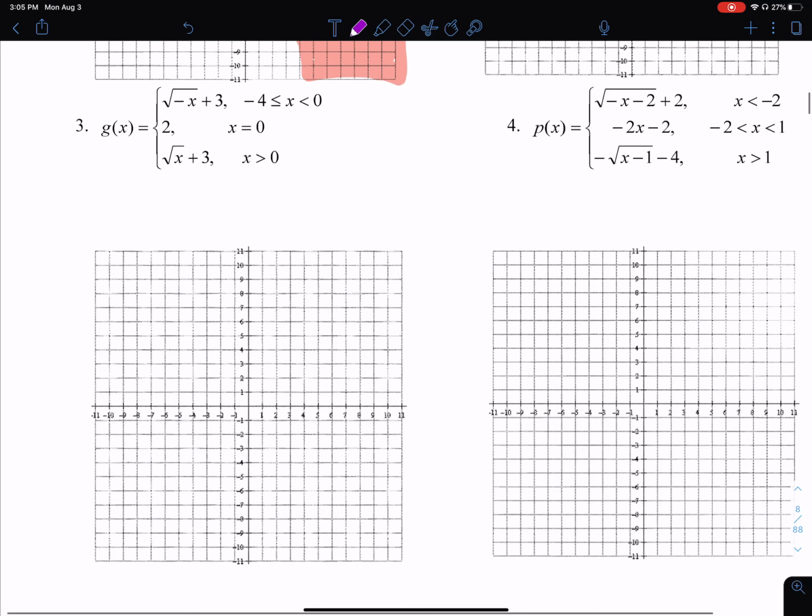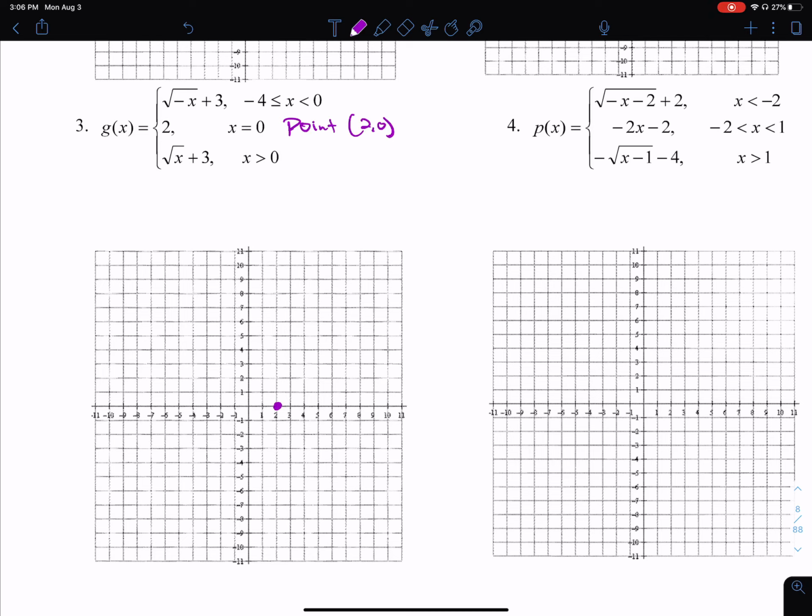All right, number 3, we have an absolute value function, a square root function, and another square root function, 2 of those, and then we have this ordered pair. Let's do this ordered pair first. That's easy. There's a point at 2, 0. So 2, 0, I put a dot. That's done.